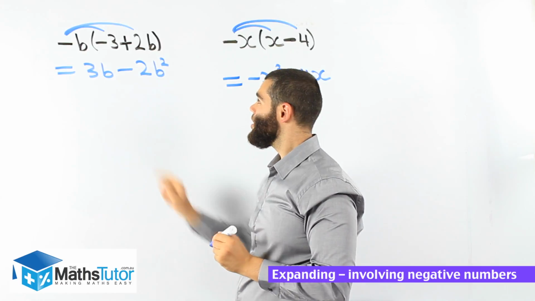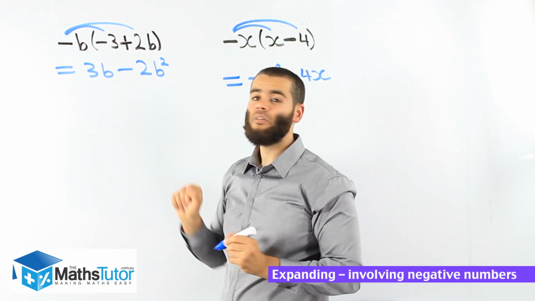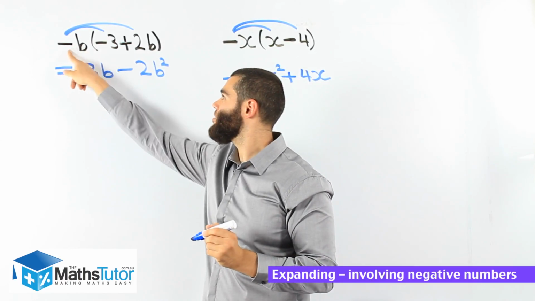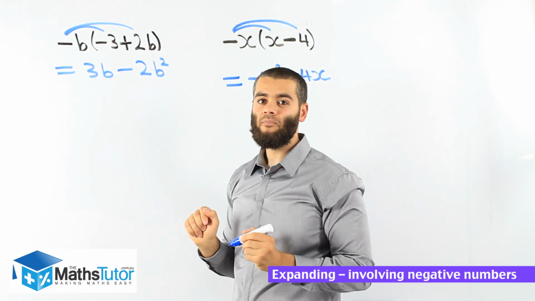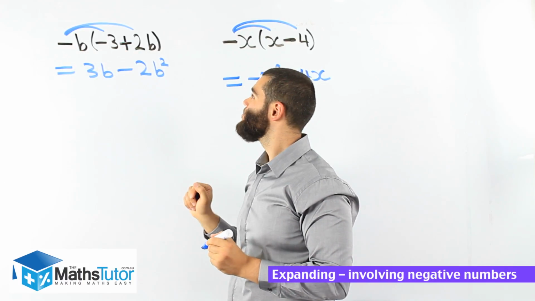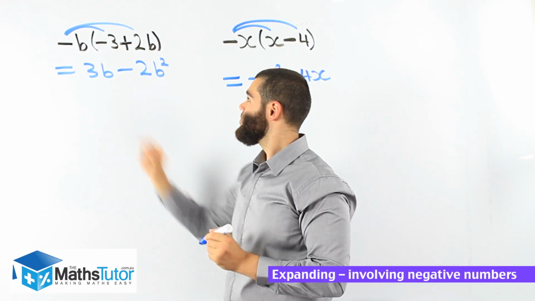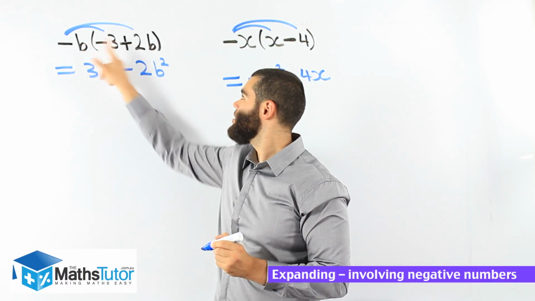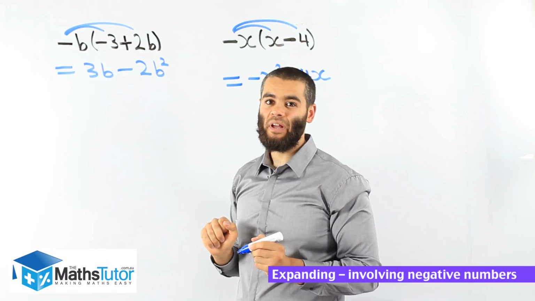Let's quickly go through it. Minus b times minus 3 is positive 3b. The two negatives make a positive, so it's just 3b. And negative b times positive 2b. A negative times a positive is a negative. b times 2b is 2b squared.